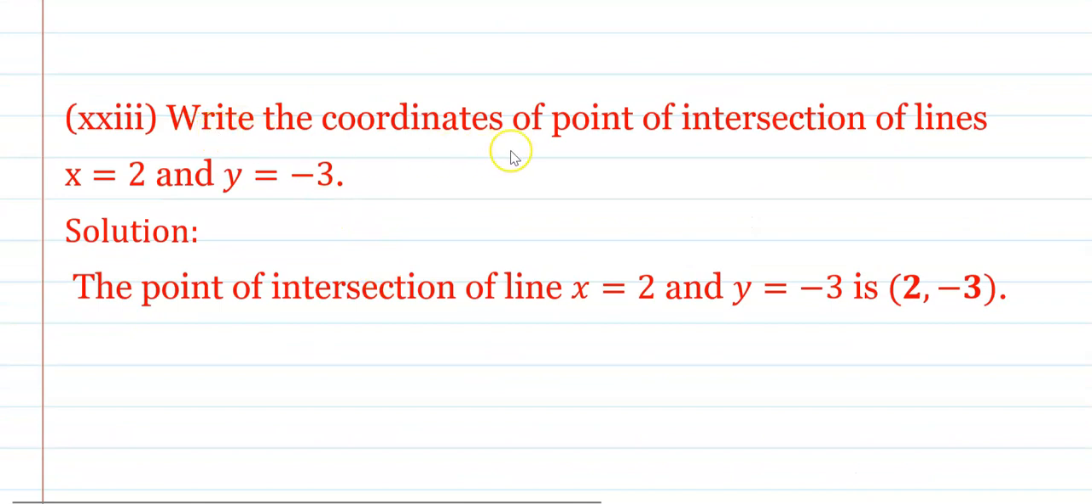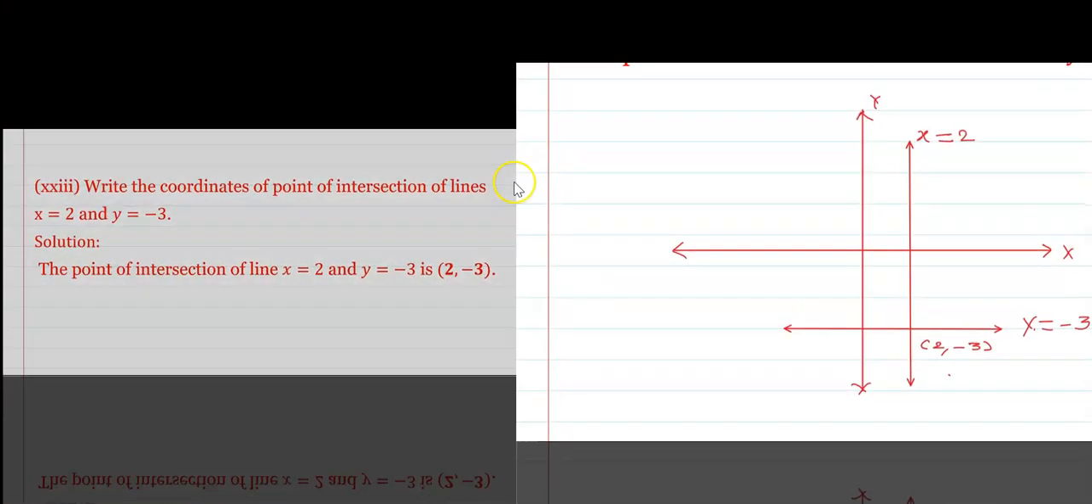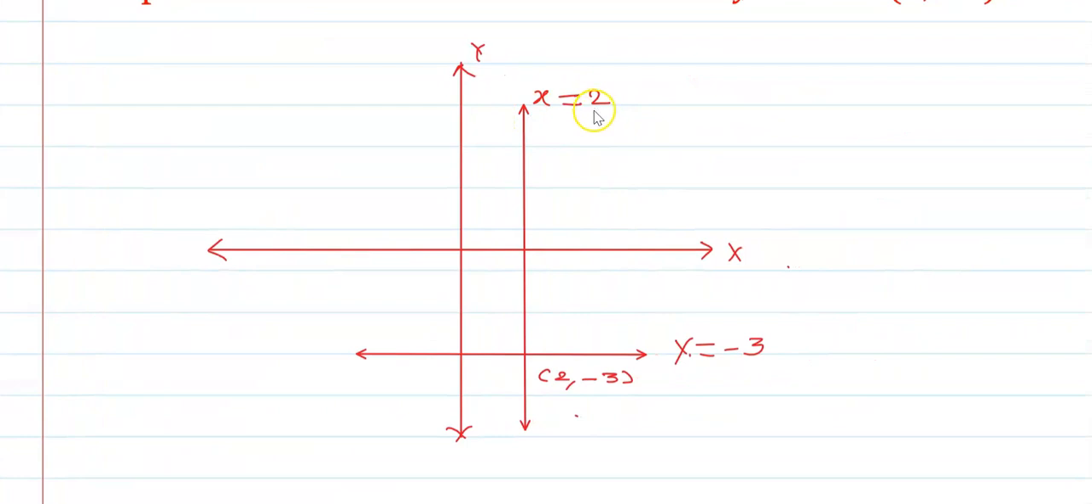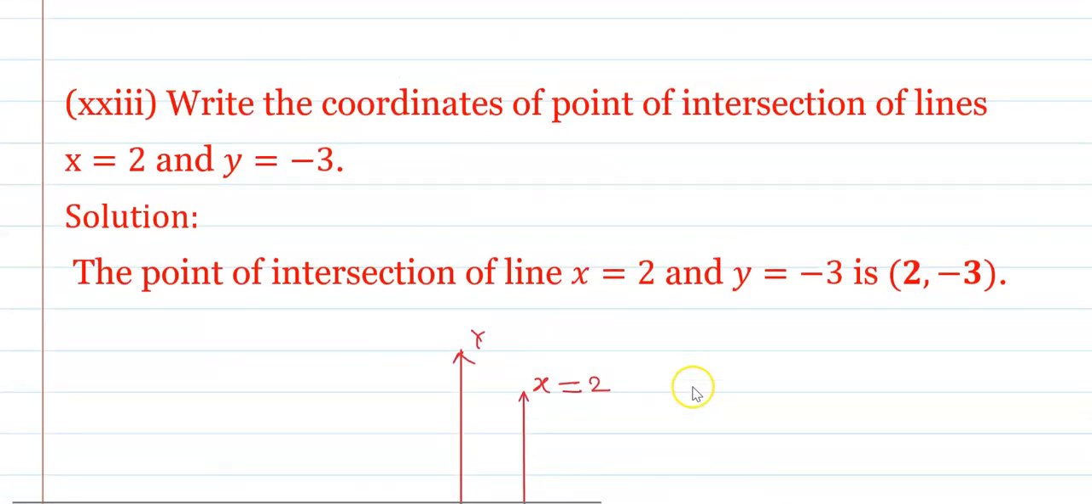Write the coordinates of point of intersection of lines x is equal to 2 and y is equal to minus 3. Here we have coordinate geometry. We want to find the point of intersection of the line x is equal to 2, which is parallel to y-axis, and y is equal to minus 3, which is parallel to x-axis. What will be their point of intersection? x is 2, y is minus 3. Therefore, their point of intersection is (2, -3). This is the answer.